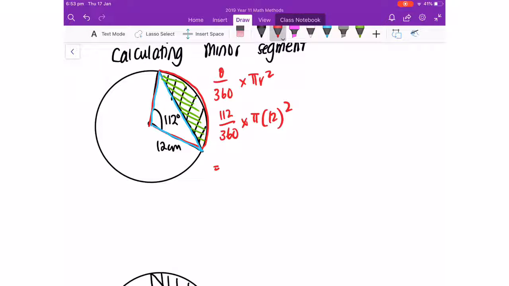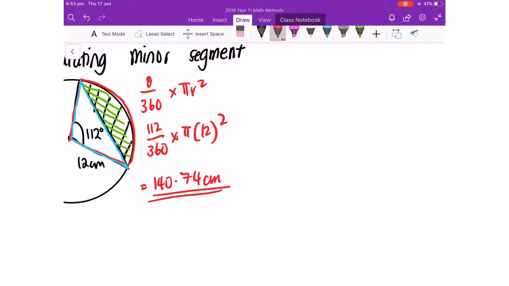There we go. I'm not doing the exact value for this one, but for the next example I'm actually going to do it, so you have to find the exact value. Okay, so this is 140.74 centimeters. There we go. All right, so let's do the next one. Let's do that blue section there.